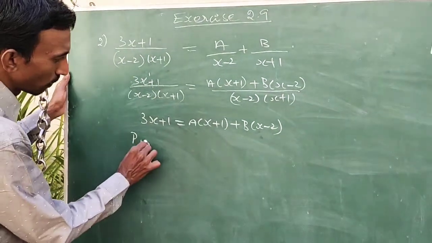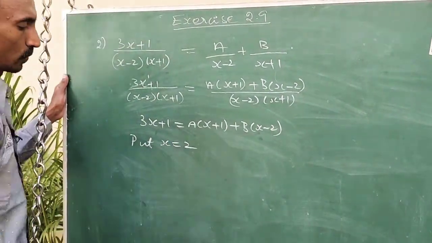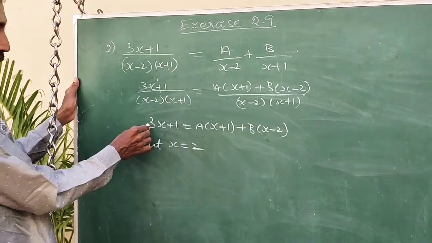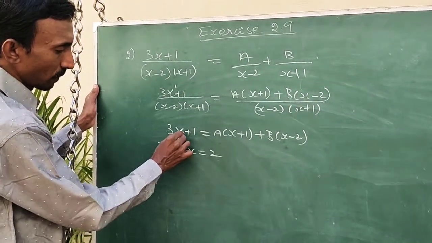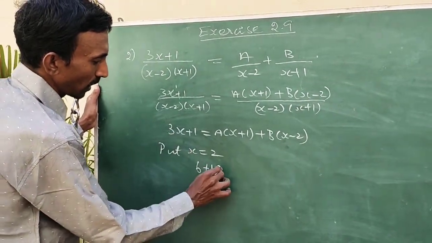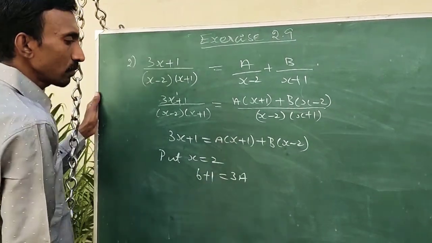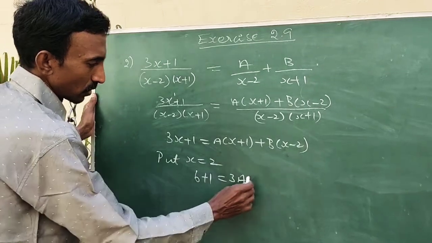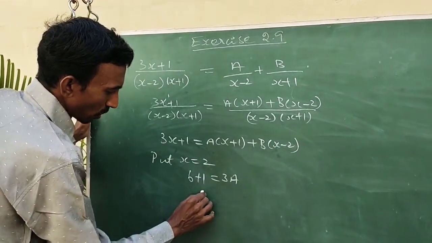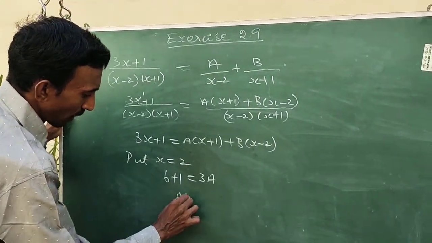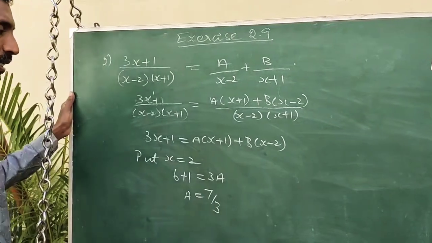So first put x equal to 2. So put it here. 2 into 3, 6. 6 plus 1 equal to 2 plus 1, 3a, plus 0. So 3a equal to 7. A equal to 7 by 3.